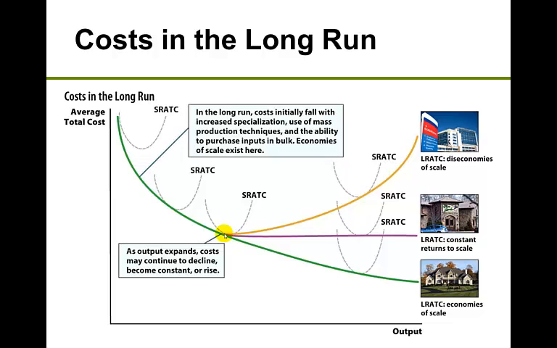So we could have an industry with economies of scale. These might be like utility companies. So the average total cost curve will continue to decrease as we produce more. We could have constant returns to scale. This is like Olive Garden, where as we increase our output, our average costs are pretty constant. Or we can have diseconomies of scale, where as we produce more, our average total cost curves start to increase.